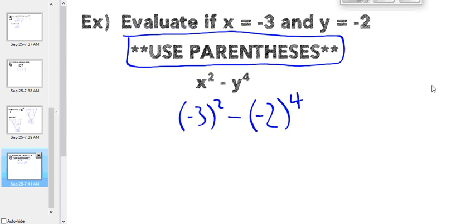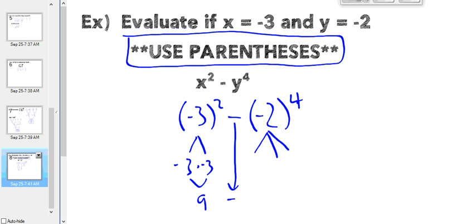All right, sorry, I had a bunch of interruptions, but again, we've successfully plugged in negative 3 with parentheses and negative 2 with parentheses, and it's now ready to raise those to their respective exponents. So negative 3 squared means negative 3 times negative 3, which would be a positive 9. Okay, gonna move that minus sign down. Negative 2 times negative 2 times negative 2 times negative 2 would be, if we do negative 2 times negative 2, that's positive 4, times negative 2 is negative 8, times negative 2 is positive 16.